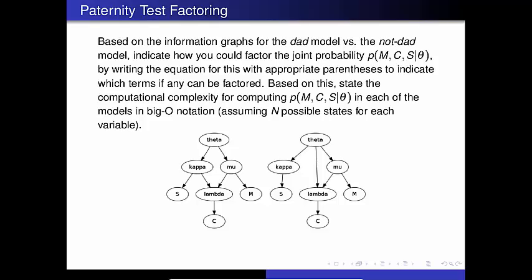Right away I can write p of this entire thing is p of theta times p of kappa given theta, p of mu given theta, p of s given kappa, p of lambda given kappa mu, p of m given mu, p of c given lambda. Okay, so that's the joint probability of the entire set of all the random variables here, right? You were asked to do it just in terms of conditioning on theta.